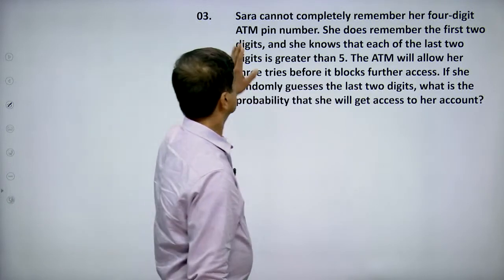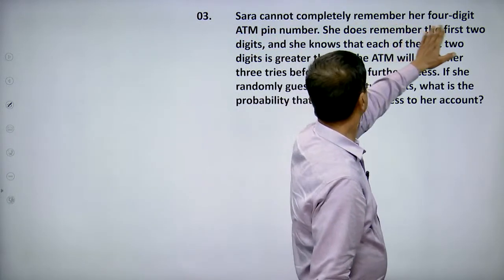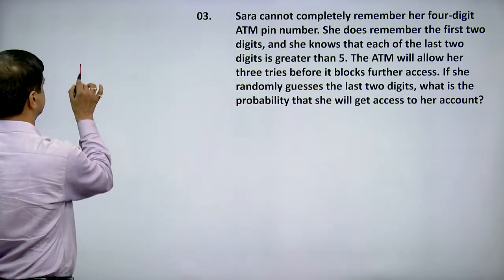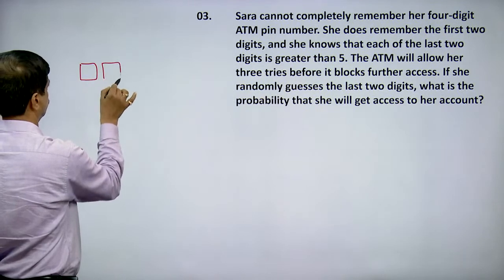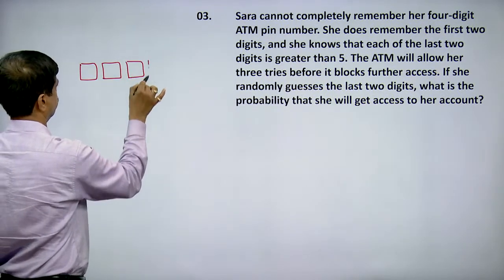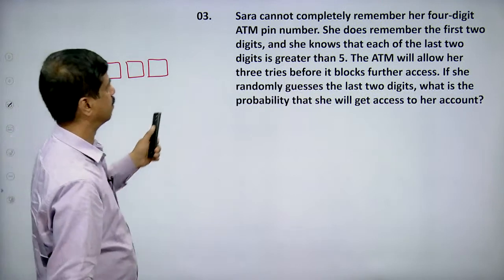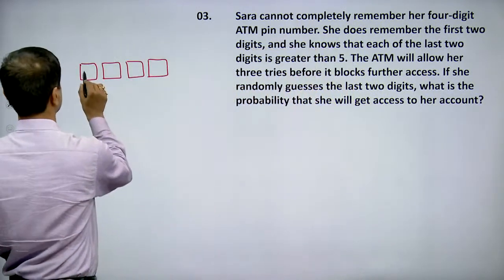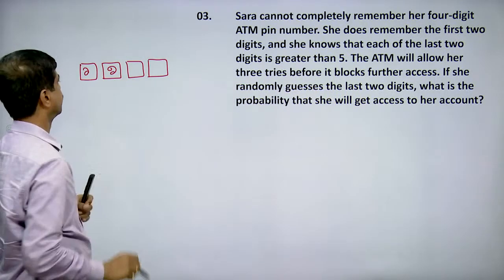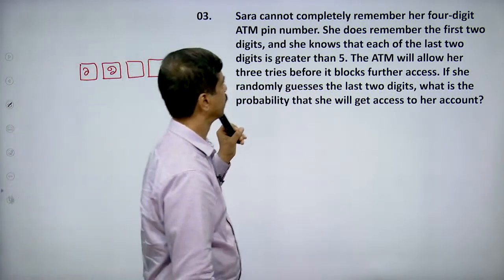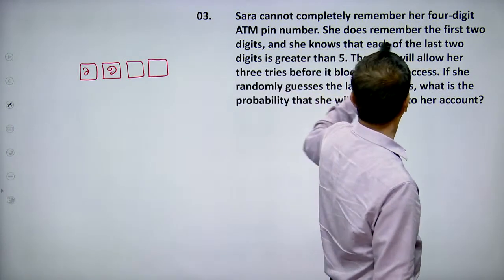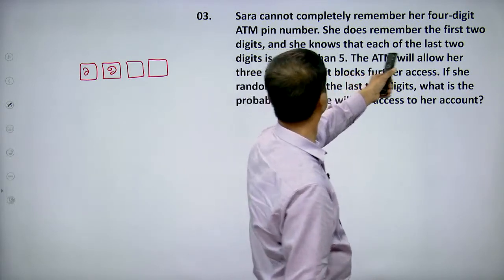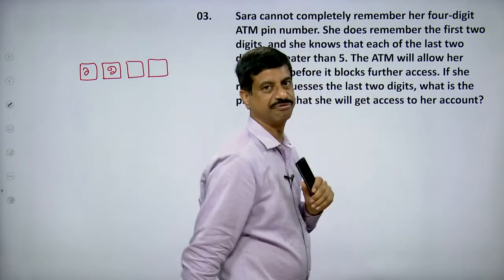Sarah cannot completely remember her 4-digit ATM PIN number. Means there is a 4-digit PIN: 1, 2, 3, 4. She does remember the first 2 digits. She remembers this number, this number. So 2 numbers she has remembered. She remembers the first 2 digits and she knows that each of the last 2 digits is greater than 5.